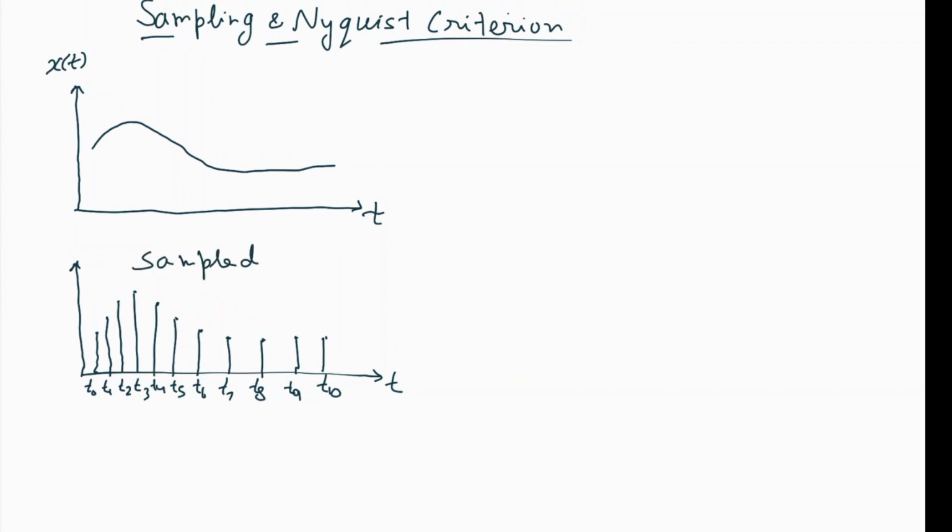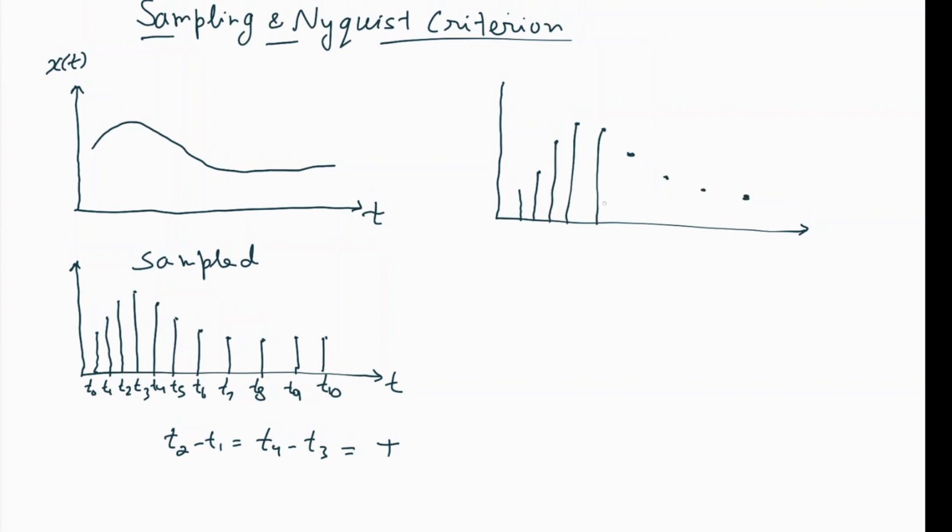Now if these durations are equal, t2 minus t1 equals t4 minus t3 equals T, this means the signal is sampled at equal durations, and the time gap between two samples is the same. So the signal is uniformly sampled. It can be written as T, 2T, 3T, 4T, 5T, 6T, 7T and so on. This kind of signal can be represented as x(nT), where n can be 0, 1, 2, 3, 4, 5, 6 and so on.